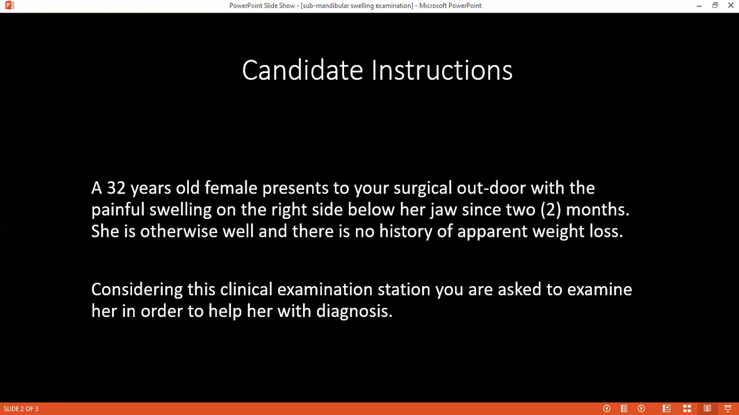I have examined a 32-year-old lady complaining of right-sided neck swelling below her jaw. On inspection, the size of the swelling is around 2 to 3 centimeters. The skin over the swelling is normal. The edges are smooth and well defined. The surface is smooth. No scar marks. There is no erythema or any skin changes surrounding the swelling. There are no other swellings or pulsations visible in the neck.